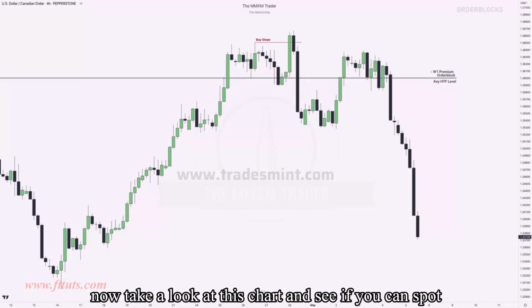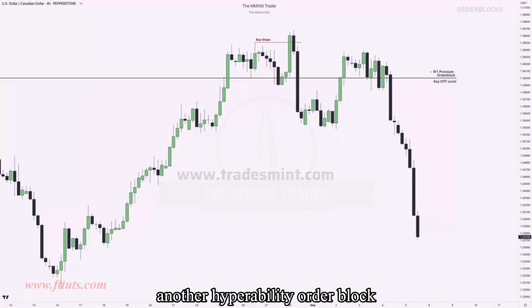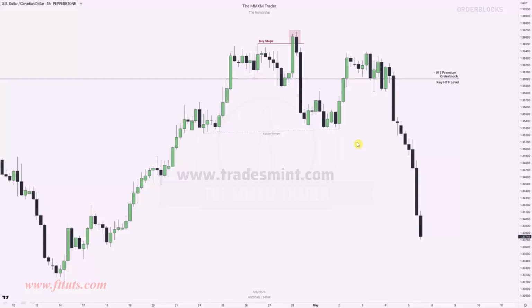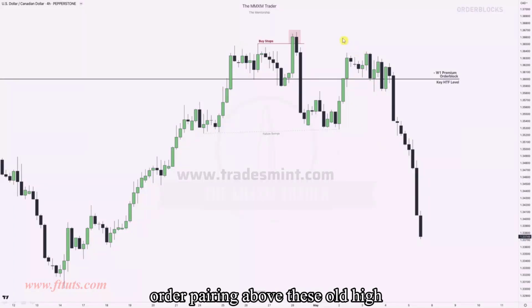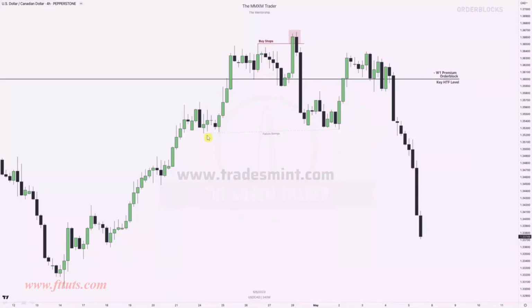Now take a look at this chart and see if you can spot another high probability order block, only on a lower time frame. Think about the previous lessons again. Order pairing above these old highs. So smart money accumulates sell orders to willing buyers. Then where is the liquidity? Where's the draw on liquidity? We have a failure swing down here, failure swing down here. So we have a draw on liquidity. We have a previous buy stop raid.